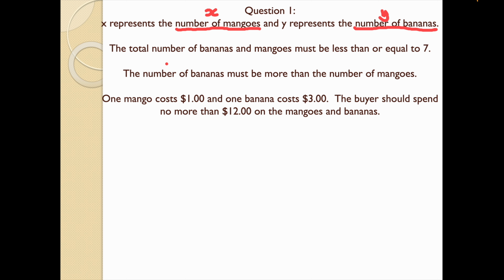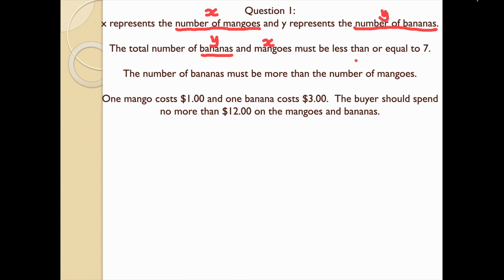So the total number of bananas and mangoes must be less than or equal to 7. I'm going to try to convert this sentence into inequalities. The first thing I'm going to look at is bananas. What did I say bananas represents? Y. So I'll put Y over this. And what does mangoes represent? X. So I'll put X here. The total number of bananas represents Y, and mangoes would be X.